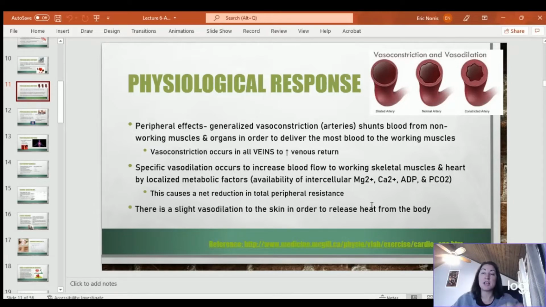But there's also a slight vasodilation to the skin to allow more heat to be released from the body. So again, kind of a quick overview. Vessels going towards organs that aren't being used or muscles that aren't going to be used constrict and get smaller and decrease the amount of blood flowing to them, versus other vessels dilate and get bigger to the muscles that are needed and also to the skin in order to provide more blood for the muscles that need it and in order to release heat from the skin.